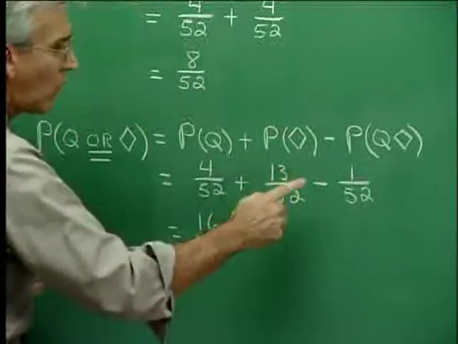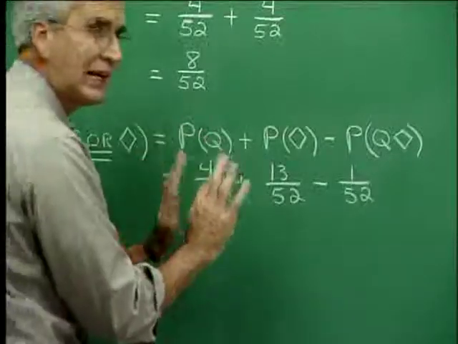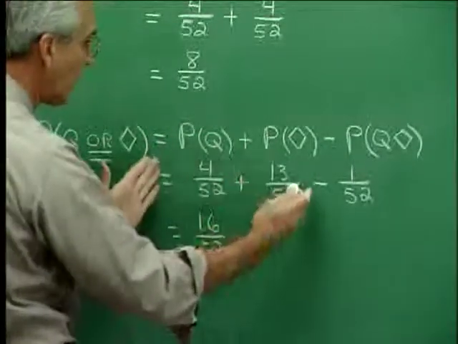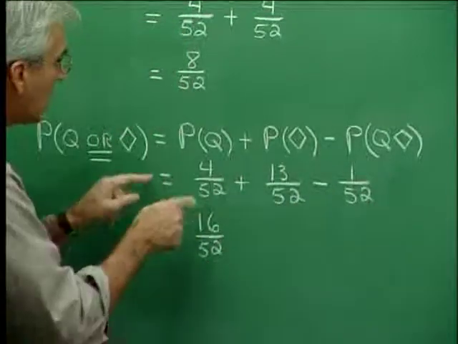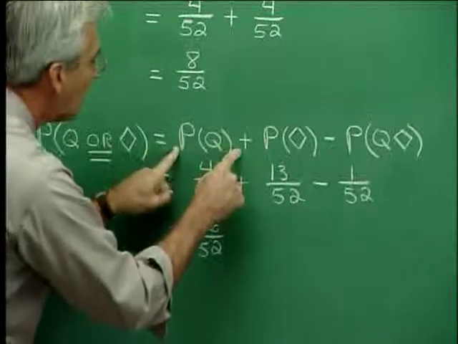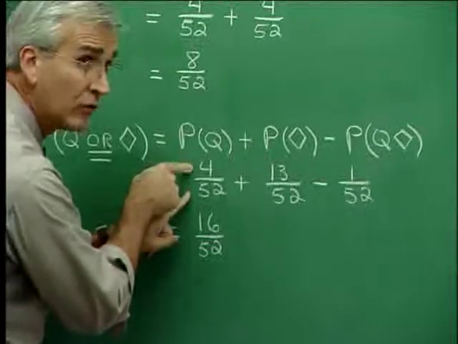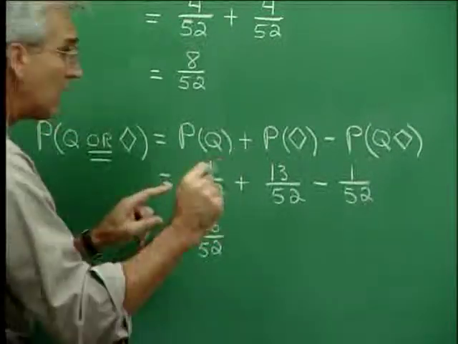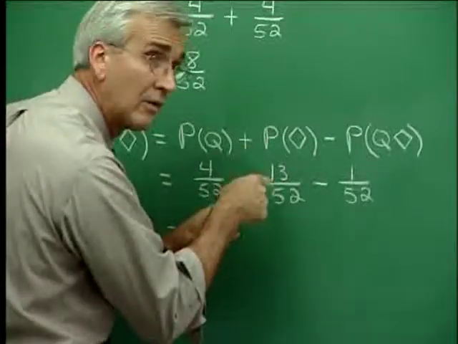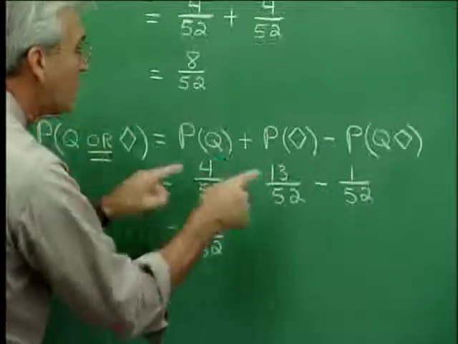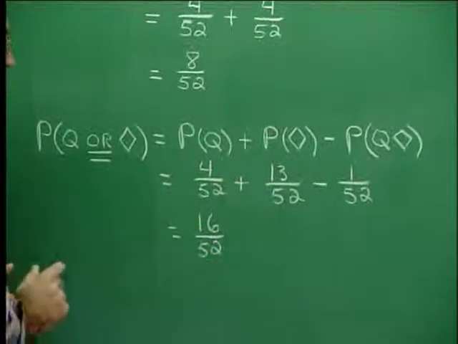Now the reason why we have to subtract out this 1 over 52 is because we're actually counting the queen of diamonds twice. So we have to subtract out one of them. We're counting the queen of diamonds twice because when we find the probability of a queen, we say there are 4 queens in the deck. Well, one of these 4 queens is the queen of diamonds. But here we have the probability of diamonds. There are 13 diamonds, but one of those diamonds is the queen of diamonds. So we're counting that queen of diamonds twice. No wonder we have to subtract it out to get our calculation to come out correct.